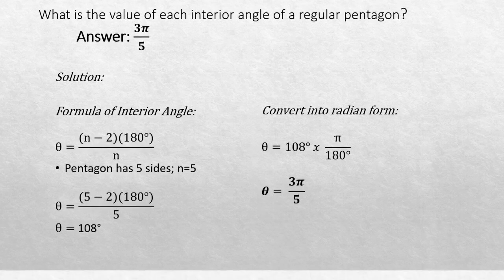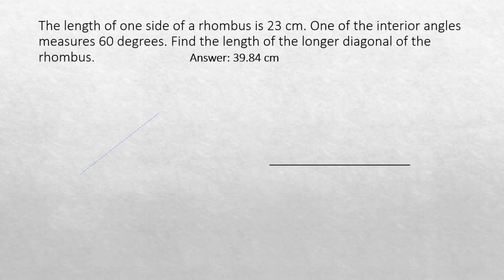Next, we have another problem that talks about the length of one side of a rhombus, which is 23 centimeters. One of the interior angles measures 60 degrees. Find the length of the longer diagonal of the rhombus. So we have the answer of 39.84 centimeters. How do we get this?